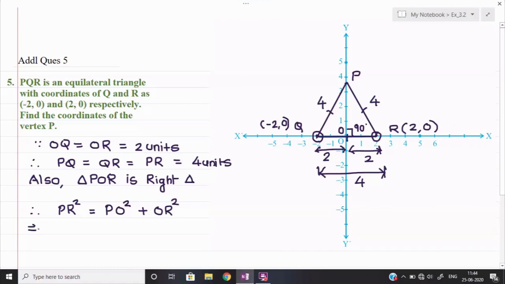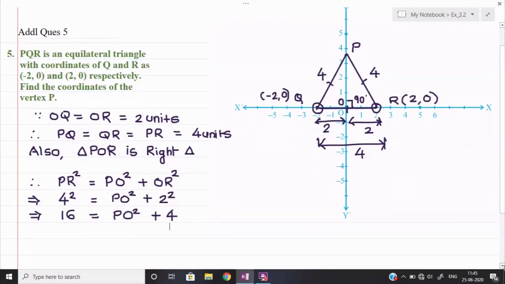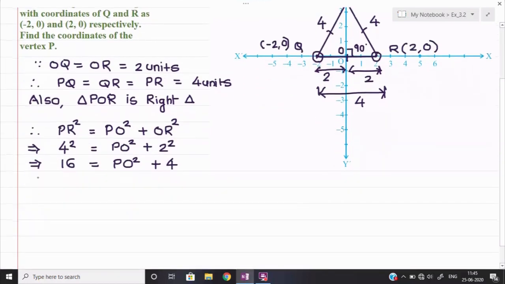Now let us put in the values. PR, how much do I have? PR is given here as 4 and PO we don't know, so keep PO as it is. And what is the value of OR I have? That is 2. Okay, so let us solve them. Square of 4 will be equal to 16, square of PO as it is, plus square of 2 will be equal to 4. Now if I solve it a little further, 4 I will bring onto this side. So this will become 16 minus 4 equal to square of PO.